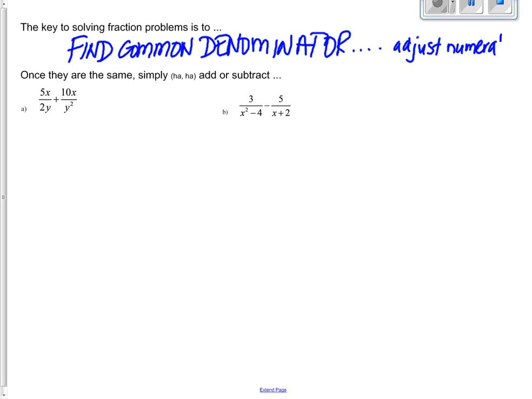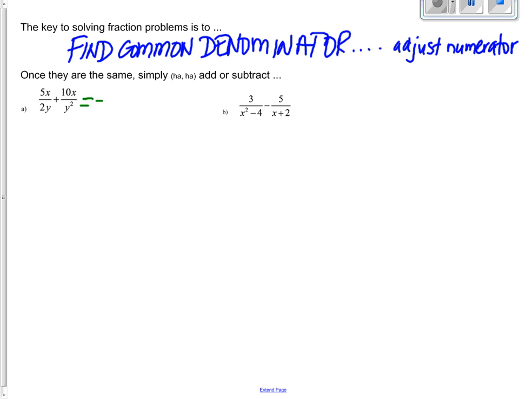All right, we've done it with just numbers. Let's do it with some rational variable expressions. We have 5x over 2y plus 10x over y squared. They have different denominators, so we cannot add them as they are. We need a common denominator. Our common denominator needs to include all of the bits from the first and from the second.